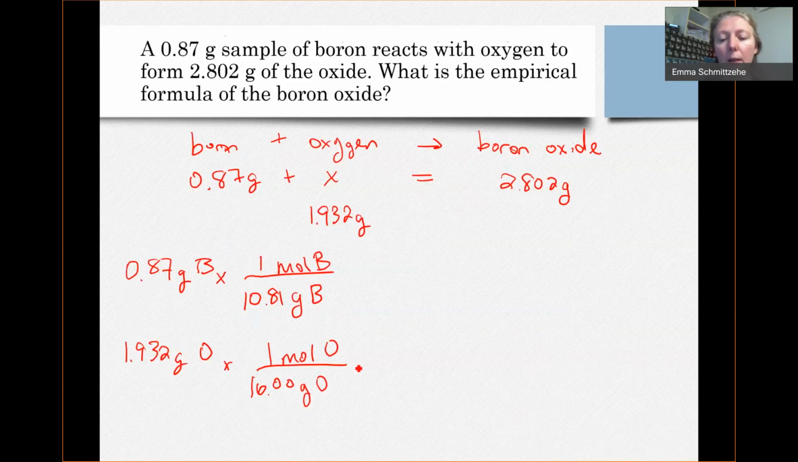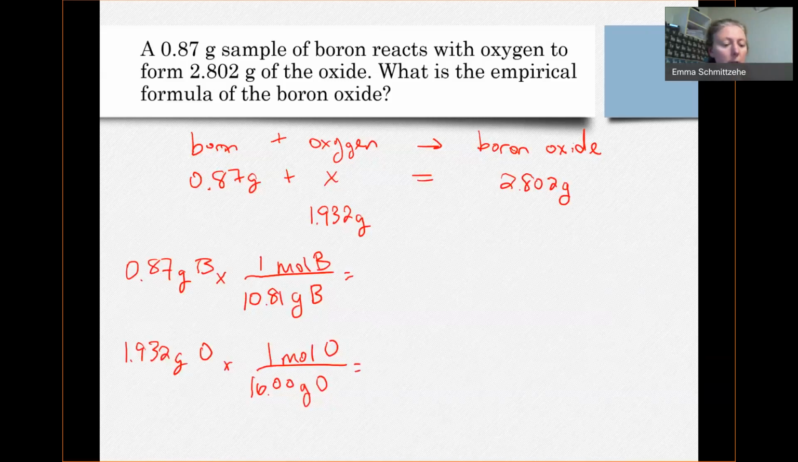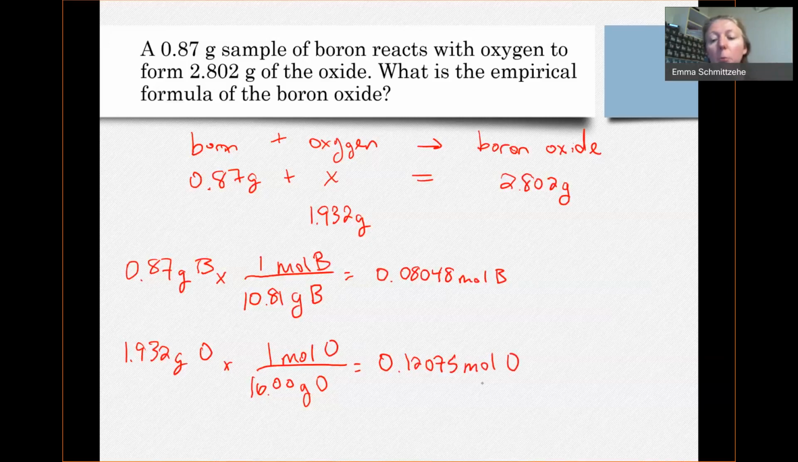So then if we type that in the calculator, 0.87 divided by 10.81 gives us 0.08048, which is way more figures than I really need, but that's okay. More than enough is better than rounding too much. Okay, 1.932 divided by 16.00 gives me 0.12075 moles of oxygen.